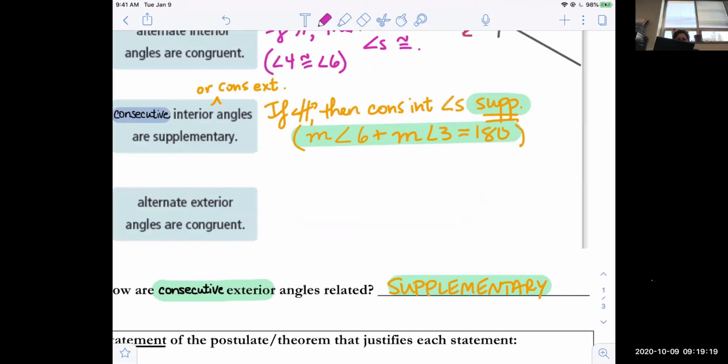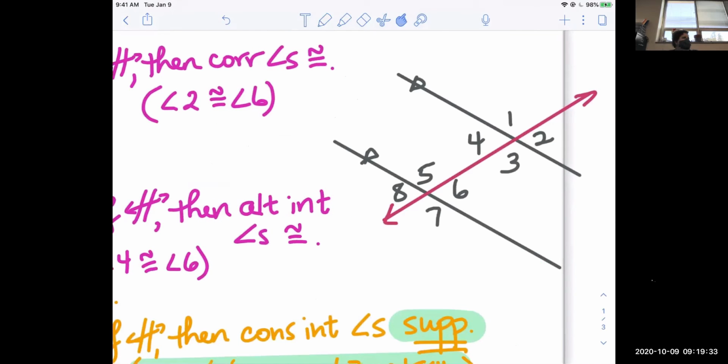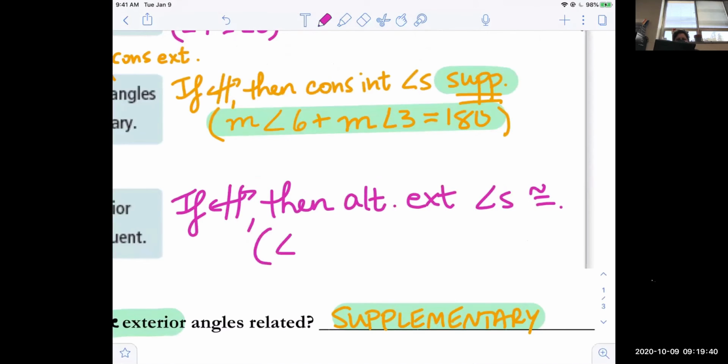Last theorem. If parallel lines are cut by a transversal, then alternate exterior angles will be congruent. Sabrina, can you name a pair of alternate exterior angles? 8 and 2. Yep, exterior, then on the opposite side of the transversal. So something like angle 8 is congruent to angle 2.